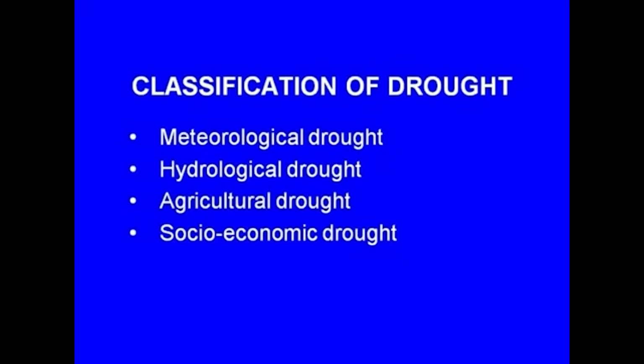Naturally, its direct impact is on the crop production, which is one of the major factors which could lead to economic imbalance in the country in any given year. So, first of all, let us look at the classification of droughts. Droughts can be classified as meteorological droughts, hydrological droughts, agricultural droughts, socio-economical droughts.